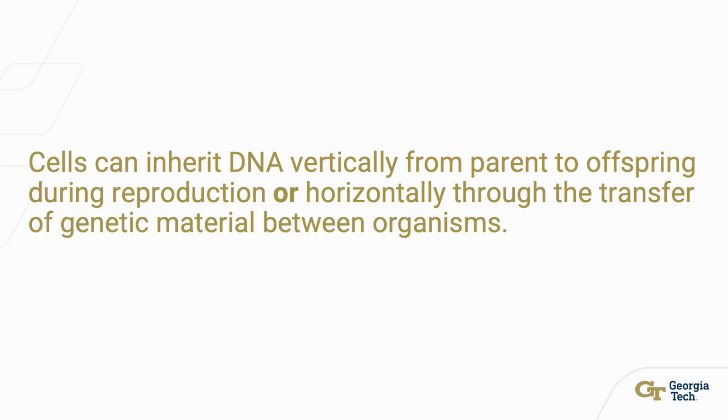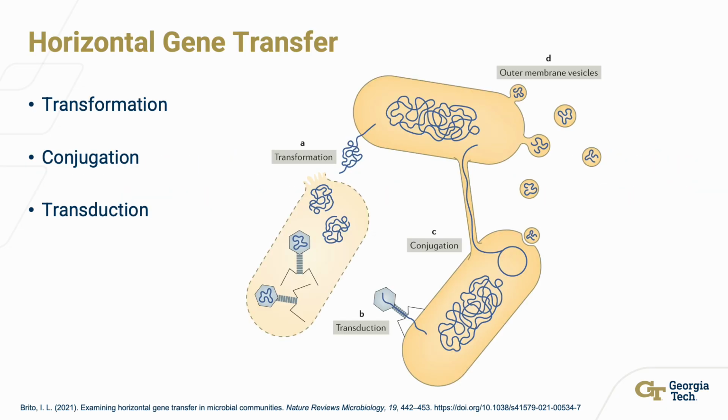Cells can inherit DNA vertically from parent to offspring during reproduction or horizontally through the transfer of genetic material between organisms. And although it's less frequent than vertical gene transfer, horizontal gene transfer can drive rapid adaptation by enabling organisms to acquire new or novel genetic traits. Horizontal gene transfer occurs through mechanisms such as transformation, conjugation, and transduction.